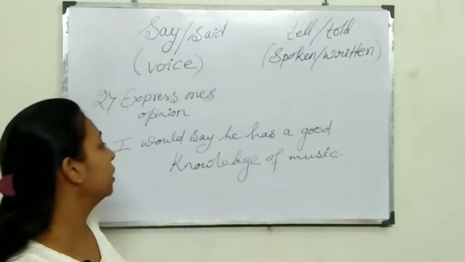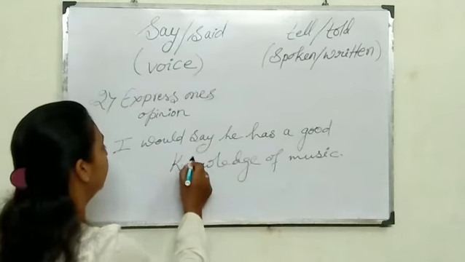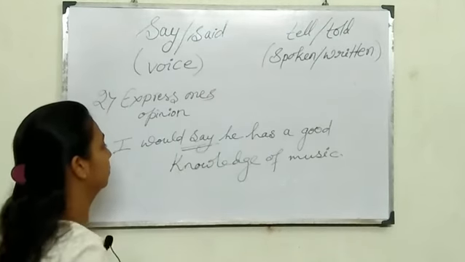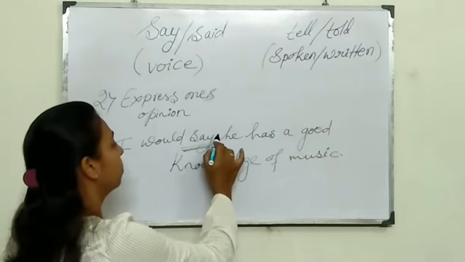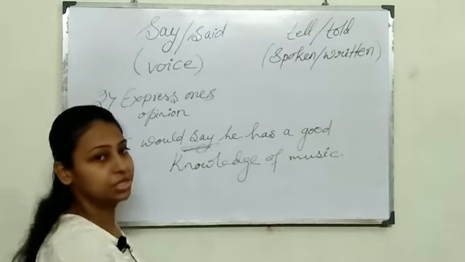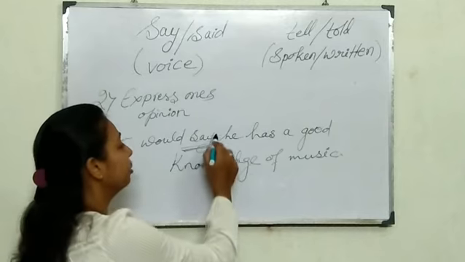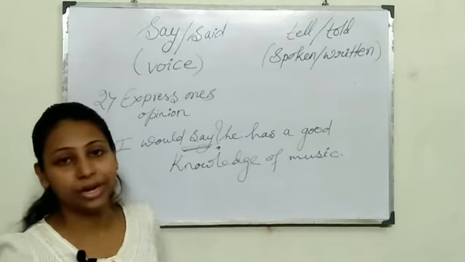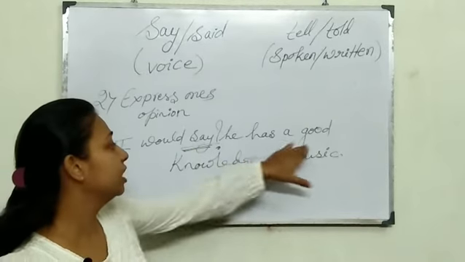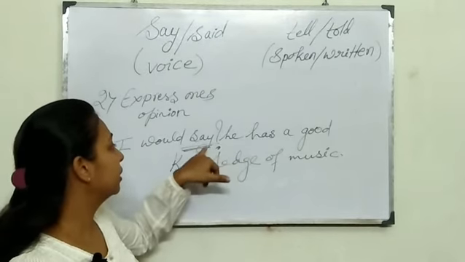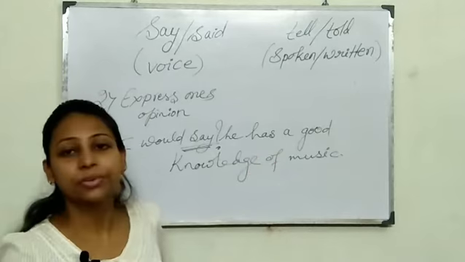So here opinion is expressed with the help of verb say or said. And here there is no use of object, like I would say, to whom I would say. To whom I am saying, that is not mentioned. Here object is not required to mention. Say whom, that is not required to mention. Directly say. Say what? Directly I am saying that say he has a good knowledge of music.